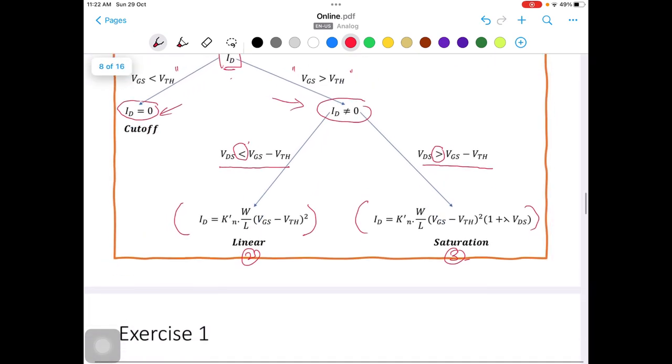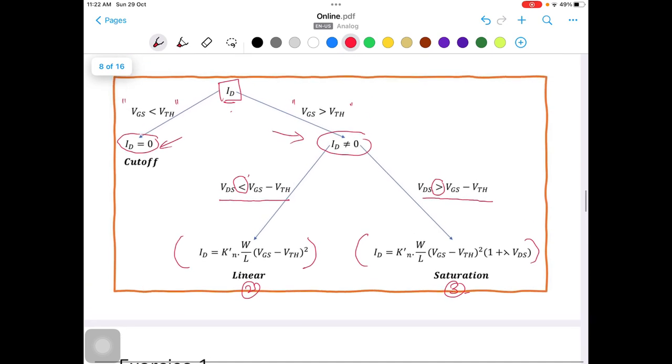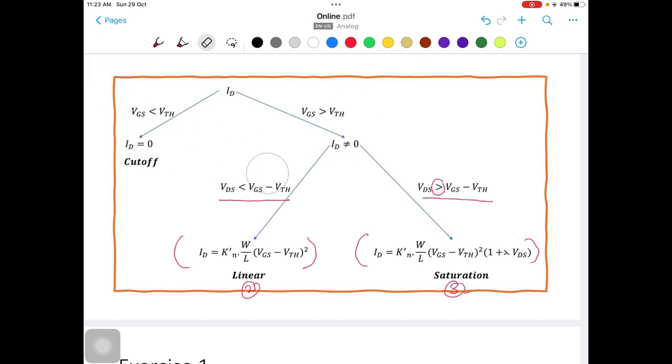Before we move into the exercise, I'll erase this first. Please remember, different conditions have different formulas or equations. In cutoff, ID will be zero, linear will have a specific drain current, and the saturation condition will have a different formula to calculate.